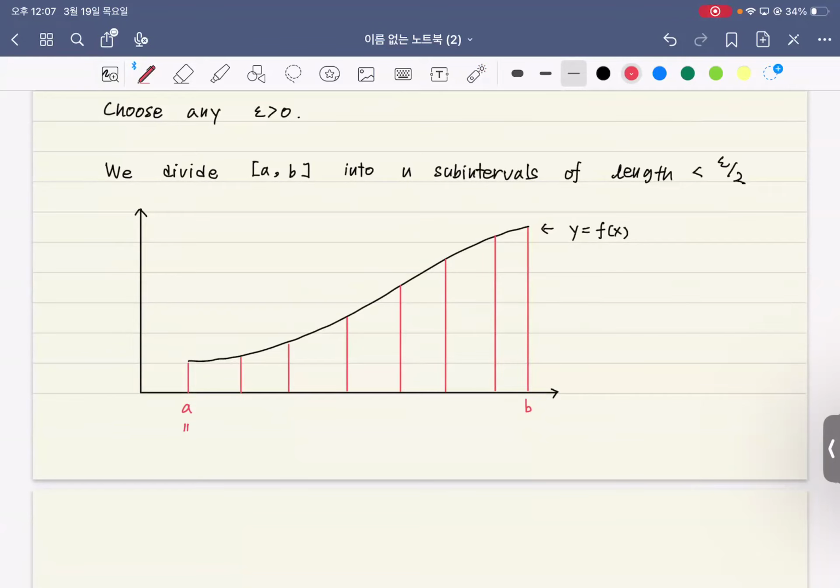And for simplicity, I'm going to call this guy A0 and this guy A1, A2, and this is A(n-1), and this is An. And say that these are n subintervals. Since we divided this domain into n little pieces, this is going to give us the division of the codomain.